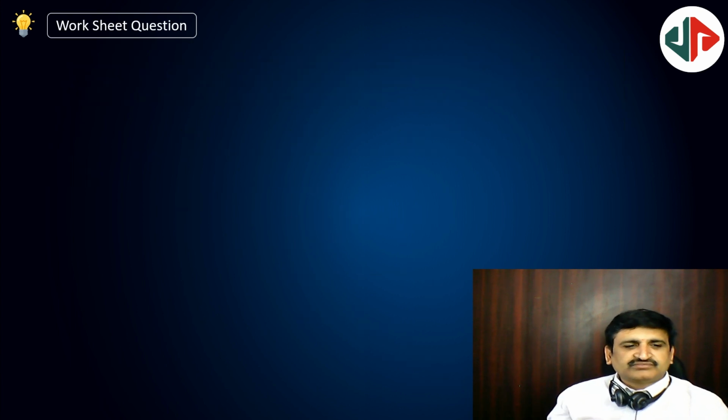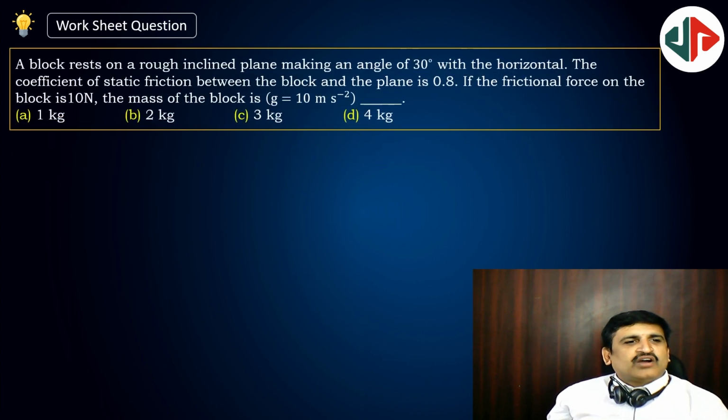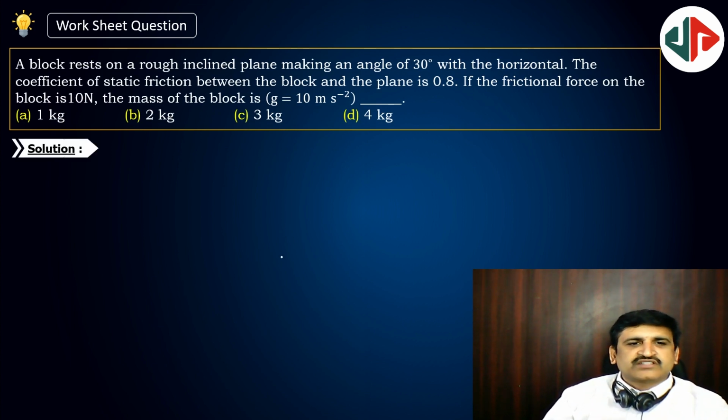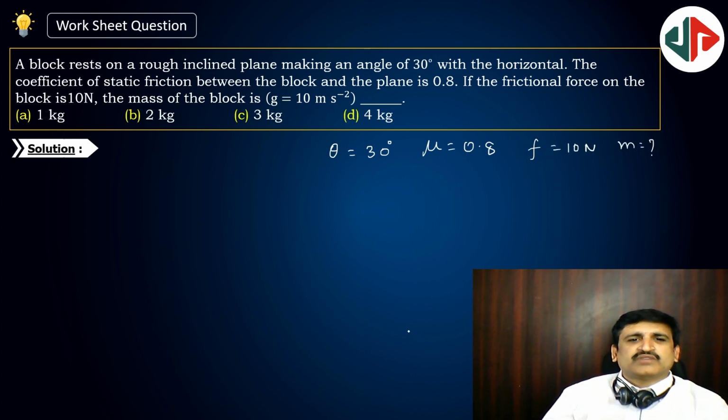That only pulls the body towards the center. That's it. Next. A block rests on a rough inclined plane making an angle of 30 degrees with the horizontal. The coefficient of static friction between the block and the plane is 0.8. If the frictional force on the block is 10 newtons, F is equal to 10 newtons, the mass m is equal to how much?